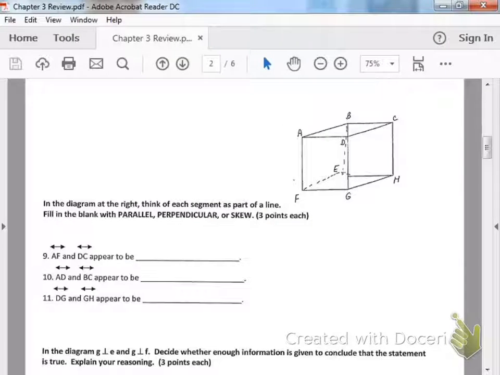So in this next section, we are saying parallel, perpendicular, or skew. I think it's easiest to trace the lines. So for example, line AF is over here. Line DC is like coming out at you at the top. What type of lines are those? Skew, yes. They're not in the same plane and they're not going to intersect.